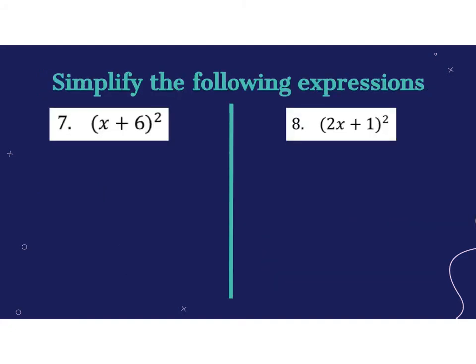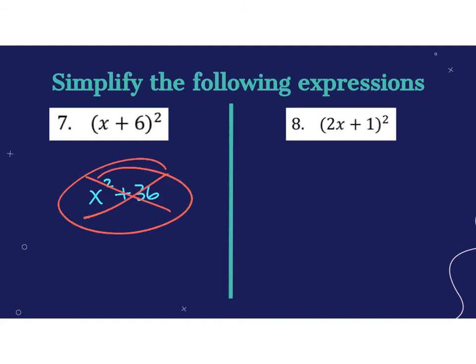So let's take a look at number 7. What you really want to be careful of here, a lot of students look at a question like this, and they want to do x squared plus 36 and call it good. Now, I hope you're actually listening to me right now and not just watching, because this is not correct. That's wrong. That does not help you. You lost the whole middle terms when you do it that way.